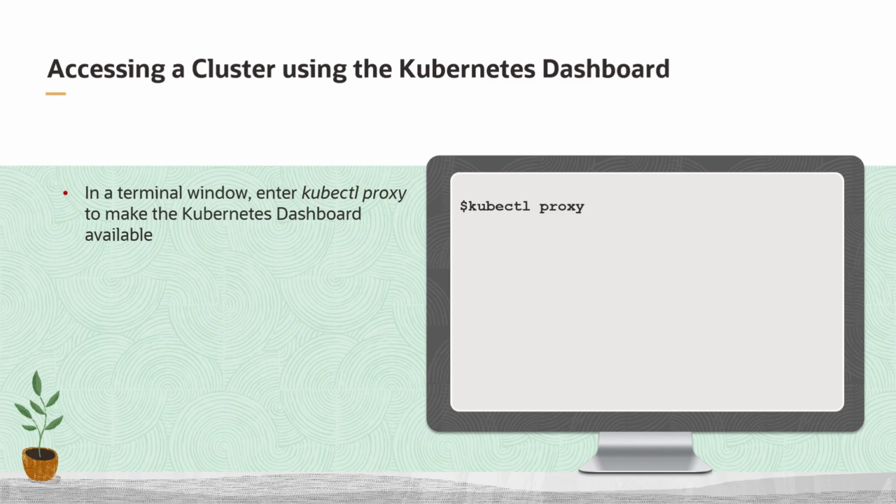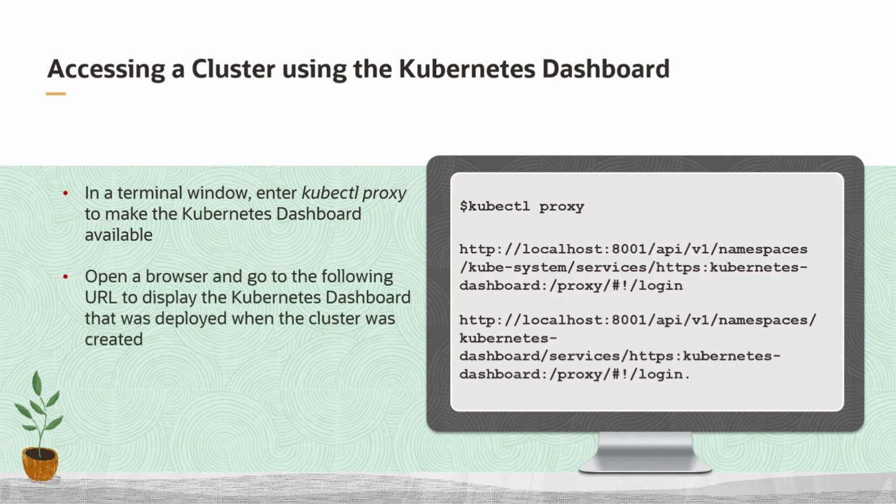Now that we have the kubectl proxy up and running, which makes the Kubernetes dashboard available, the next step is to open a browser and go to the following URL to display the Kubernetes dashboard. Remember, as I mentioned earlier, if you're deploying the Kubernetes dashboard manually, the URL is different. The second URL on the screen is the one that you must use. But if you're deploying the Kubernetes dashboard using an automatic process like a cluster add-on or APIs, in that case, you must use this first URL where the namespace is defined as kube-system.